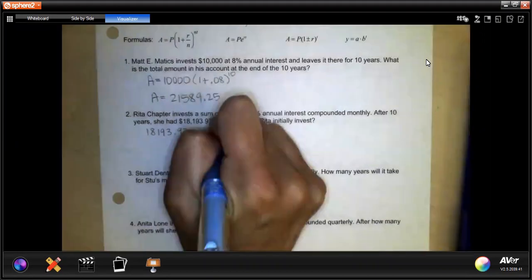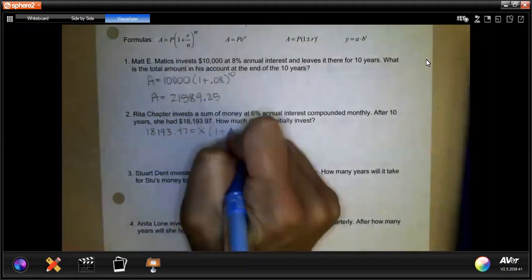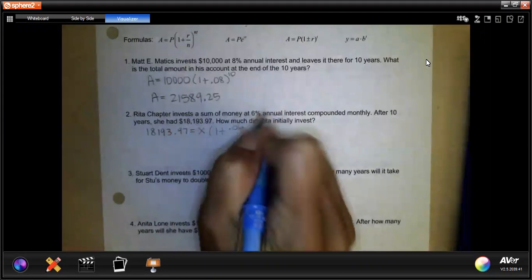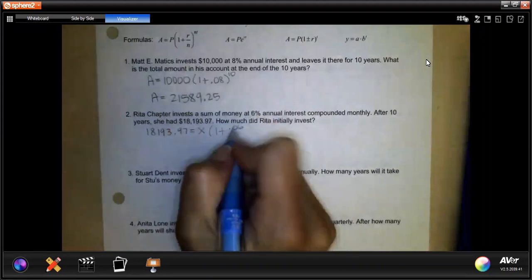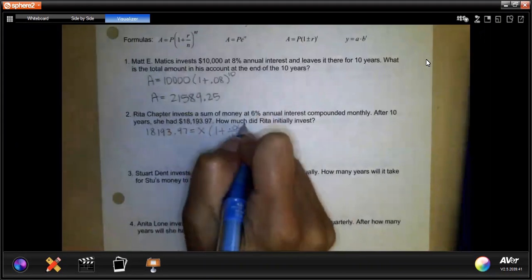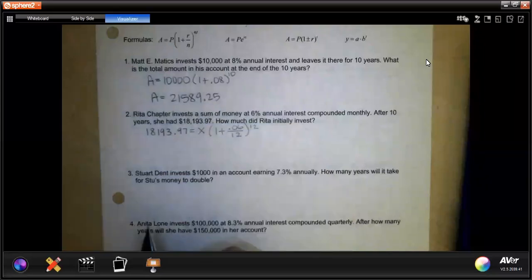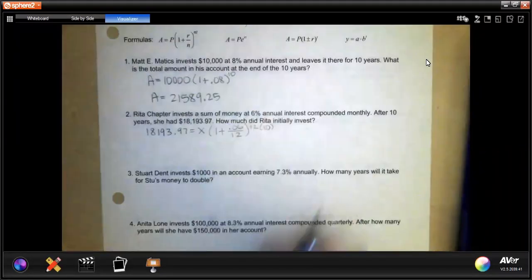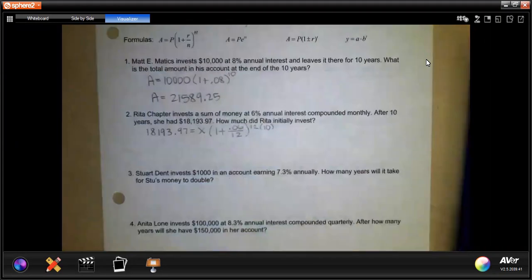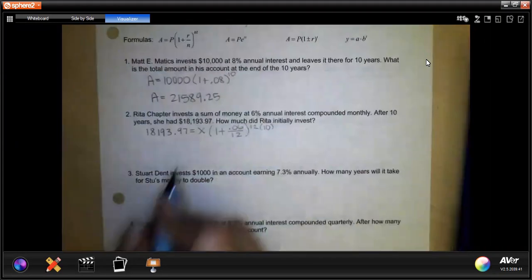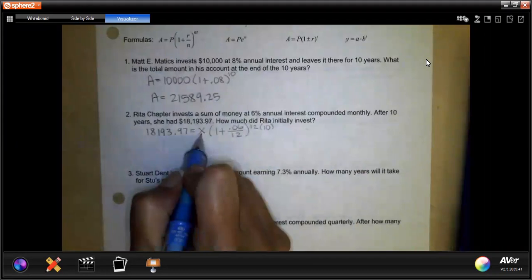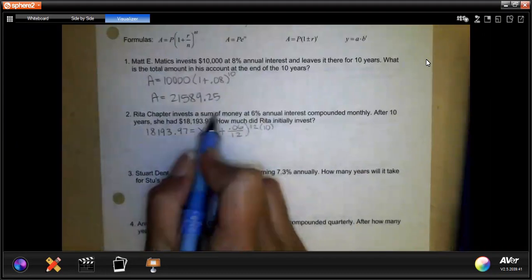So we get 1 plus, our rate is 0.06. We move that decimal over 2 places. Monthly happens 12 times a year, so our N is 12. And we left it in there for 10 years, so that is going to be our time. Now we're solving for this right here, so we're going to want to simplify this. I'm going to put that in the calculator.